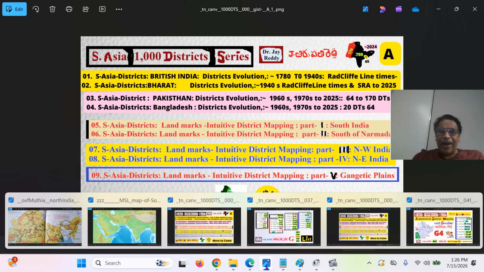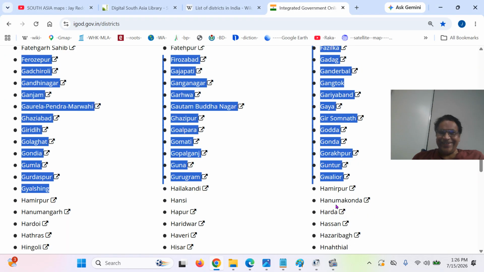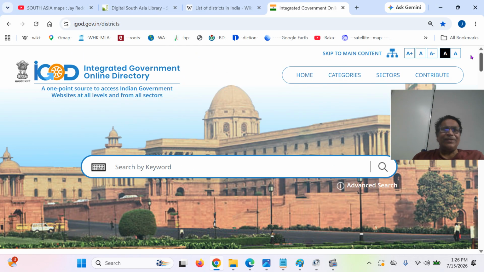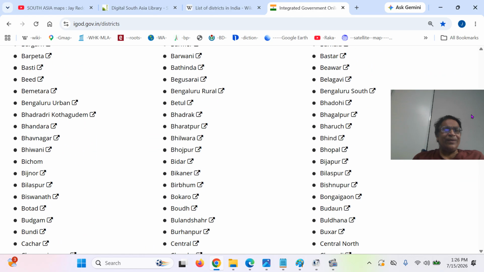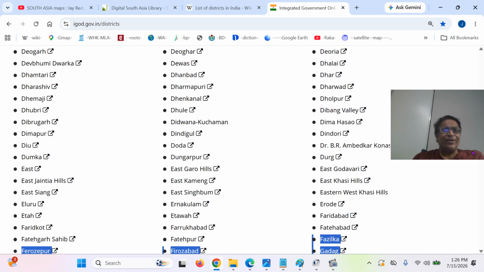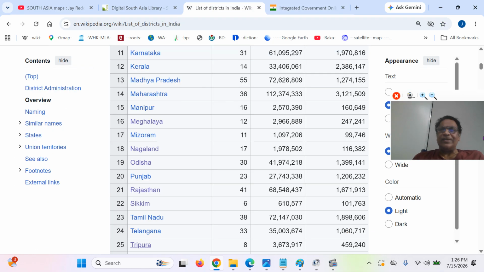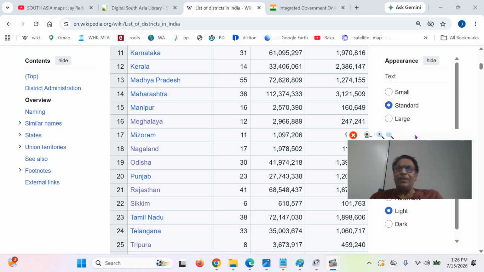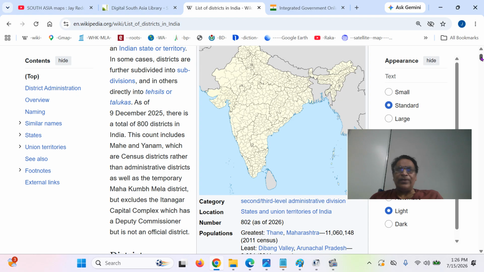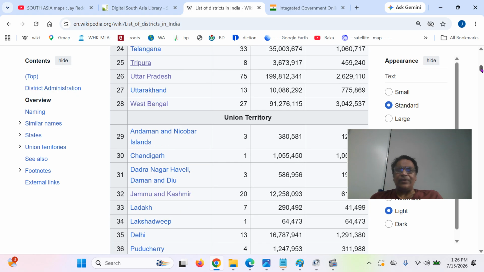Where did I get the districts? That's interesting. I went to this government site and counted the districts. There are 780 or so. And I have highlighted here what we are going to map. Sometimes we may map in this fashion, sometimes in that fashion, so just pay attention. And if you go to Wikipedia, you may see a slightly different number. Don't get distracted by that, because districts are always being formed, annulled, reverted back, things like that. So overall it's the same thing.